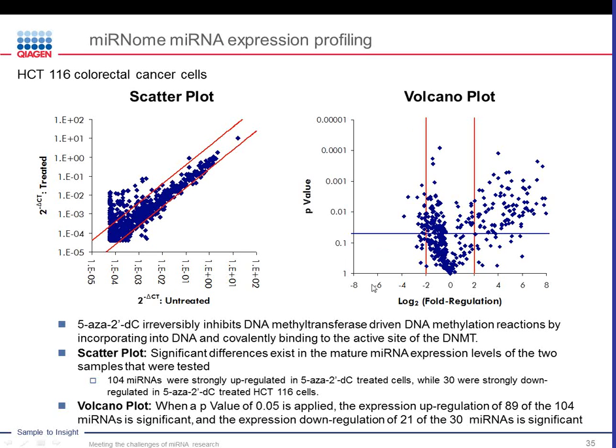And on the right, we have a volcano plot where we plot fold regulation versus p-value. And when you apply a p-value of 0.05, 89 of the 104 were significantly increased, and 21 of 30 were significantly decreased. And the nice thing is that using our free data analysis software, all of these plots, including the scatter plot, volcano plot, and clustergram, are generated automatically.